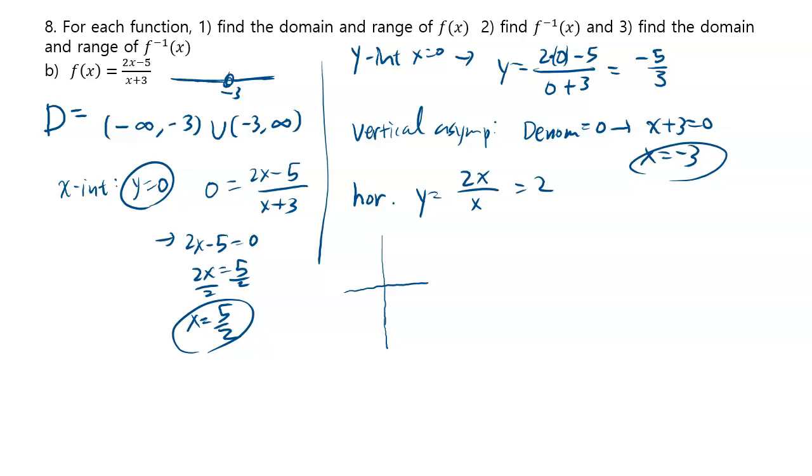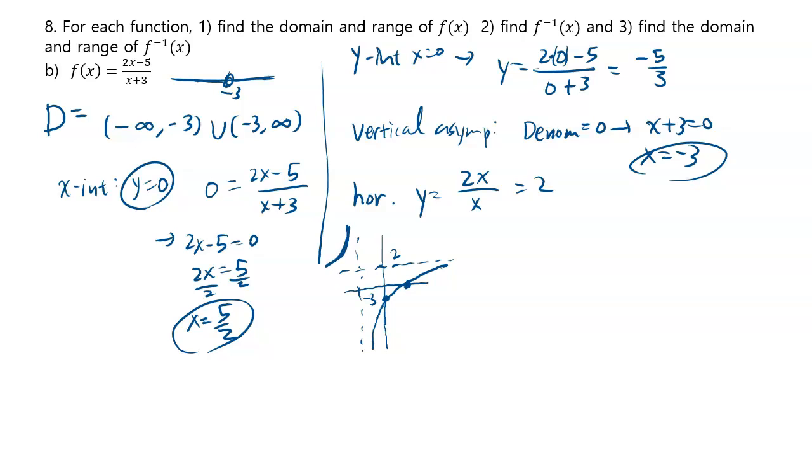First, horizontal asymptote is 2. And then the vertical asymptote is negative 3. And then the y-intercept is negative 5 over 3, somewhere down here. And x-intercept is 2.5. 5 over 2 is about 2.5. So you're thinking of a graph that has these asymptotes and passes through here, so it must be this one. And the other one, you may make some more tables, plug in some values, but then you're going to see that it's this one.